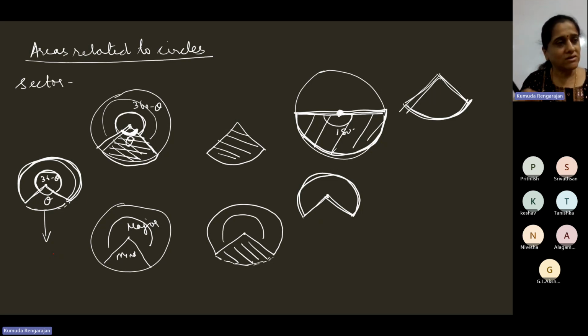If it's a minor sector, minor arc. Major sector, major arc. Angle in the minor sector is less than 180 degrees. Angle in the major sector is more than 180 degrees.